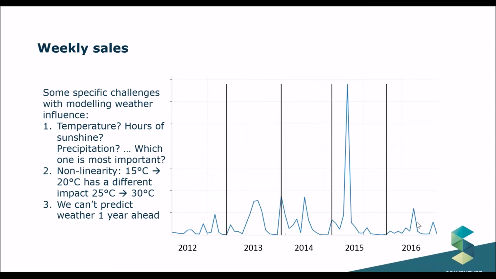2016 again was a bit of a slower summer. So if you analyze weather, there are a couple of challenges. How do you define weather, or what is the weather influence? Is it temperature, or does it have to do with the hours of sunshine? What is the influence of precipitation? So which one is most important? And again, if I don't want to manually select it, do I have techniques available which automatically select the right weather parameter for my specific product?